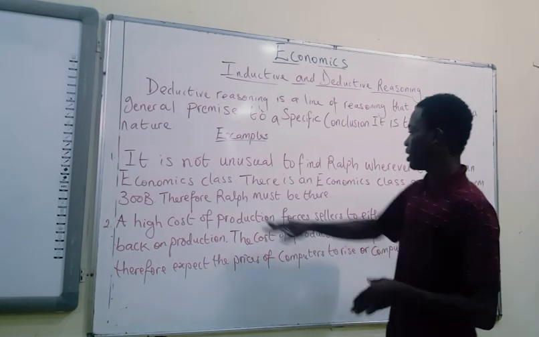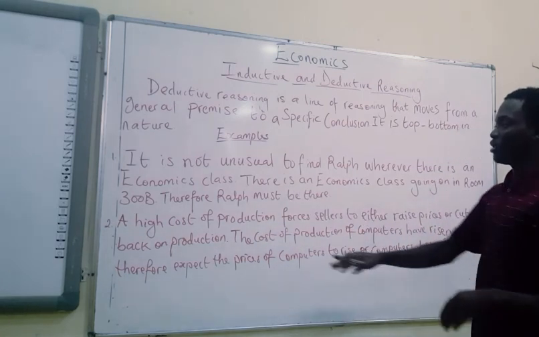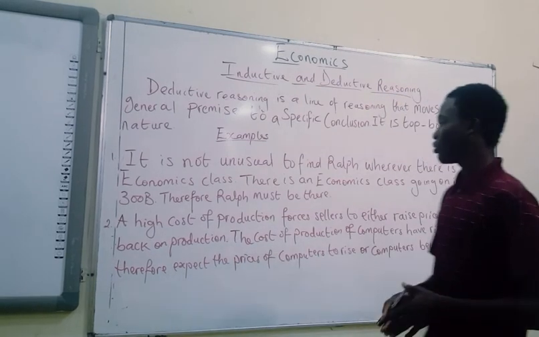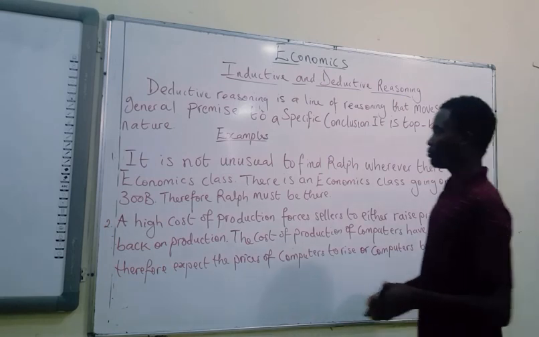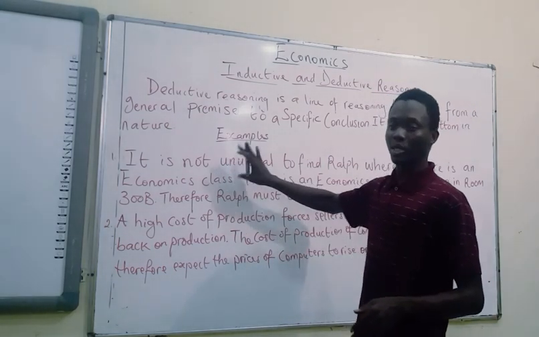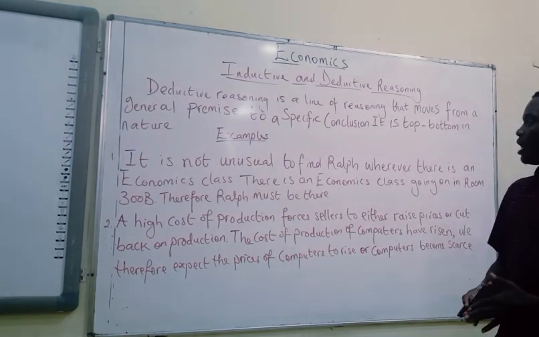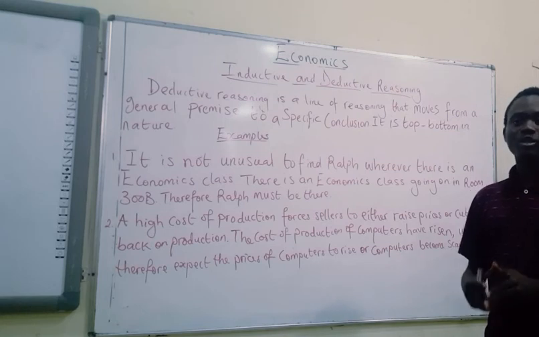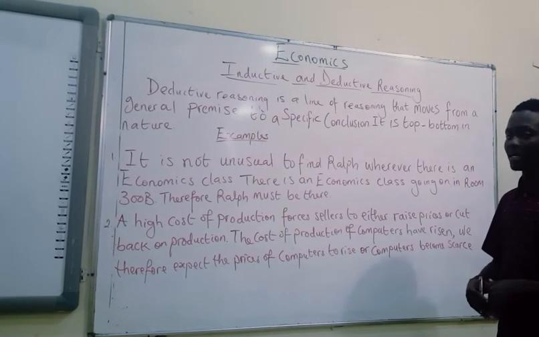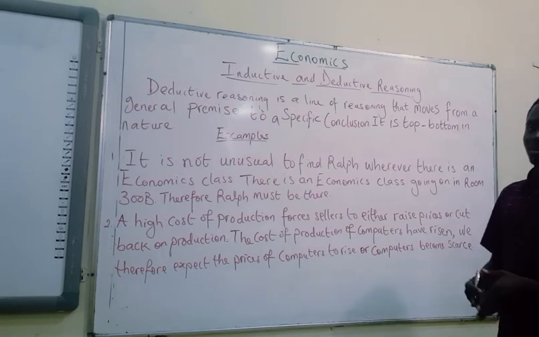So let us check what is next. There is an economics class going on in room 300B. Therefore, Ralph must be there. This is a very good example of deductive reasoning. We have a general knowledge of Ralph, and it seems that Mr. Ralph likes economics classes. From there we now have an economics class going on in a particular room, and because of what we've known of Mr. Ralph, which happens to be his habits, we can therefore say that Ralph is in that class. So that is a good example.